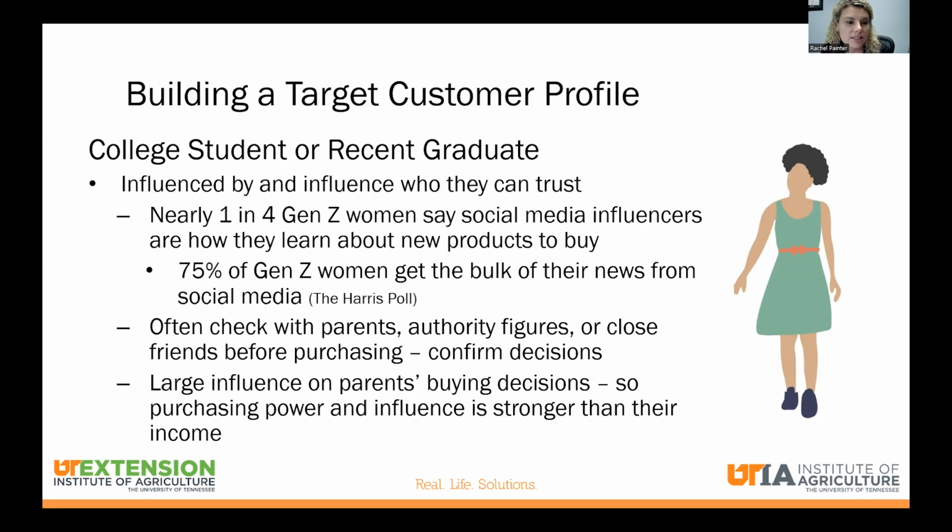They are also influenced heavily by social media influencers. 1 in 4 Gen Z women say that they are influenced by social media influencers. And they get the bulk of their news from social media as well. So, again, how can we reach them? Number one, social media, first and foremost, and then also including those influencers or just making ourselves somewhat of an influencer and making sure that they can see our face and learn how to trust us. So, facial recognition, making sure that you're showing a face and increasing social presence online is very important for building trust online, especially with Gen Z.